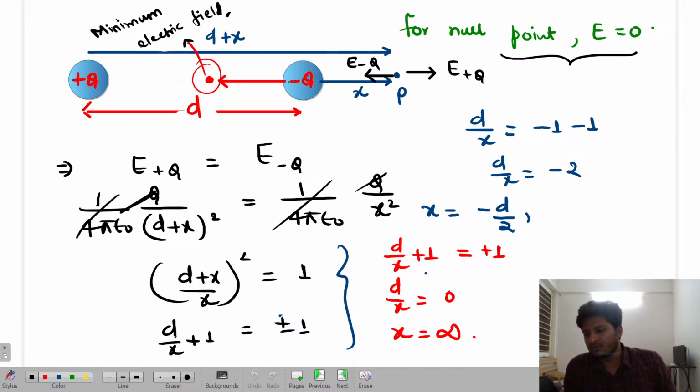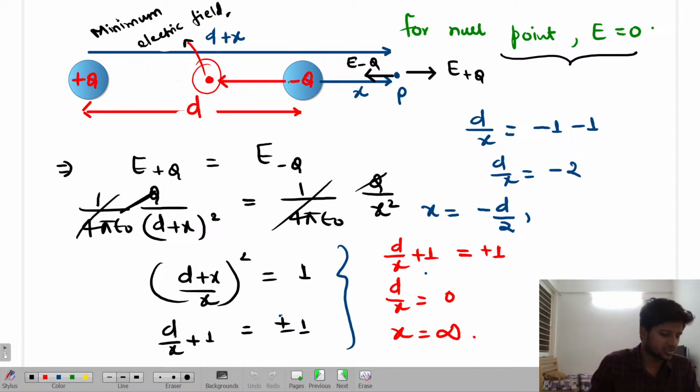So there is no null point at minus d by 2. It's a minimum electric field. Why are we saying minimum electric field? Because sometimes we are suddenly changing from plus q to minus q. So that is why they are saying that this is a point of minimum electric field. Are you able to get me or not?